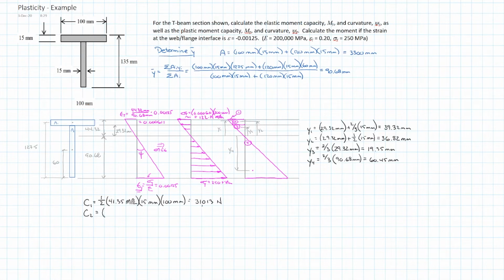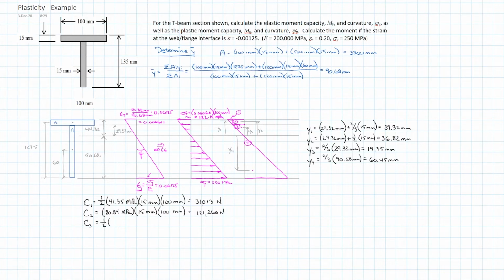C2, it's a rectangle, so its stress component, which is 80.84 megapascals, multiplied by the height over which it acts, which is the thickness of the flange, which is 15 millimeters, and again the width over which it acts, which is the width of the flange, or 100 millimeters, and that's equal to 121,260 newtons.